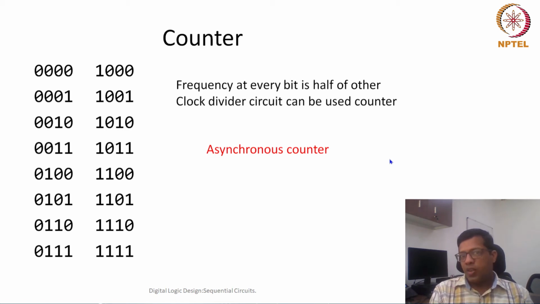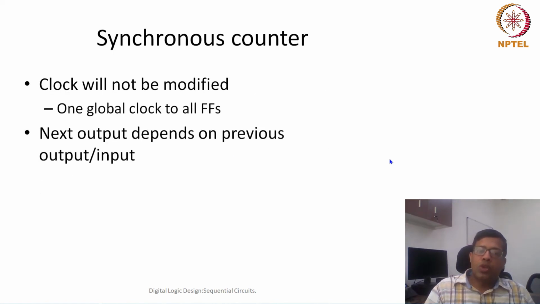The challenge with both the asynchronous counter as well as the asynchronous clock divider is that my clock is asynchronous, and my outputs are changing asynchronously. So how shall we design a synchronous counter or a synchronous clock divider circuit? If I want to do anything synchronous, that means I am not supposed to connect any input to my clock. My clock should be connected only to the global clock. So the clock should not be modified at all.